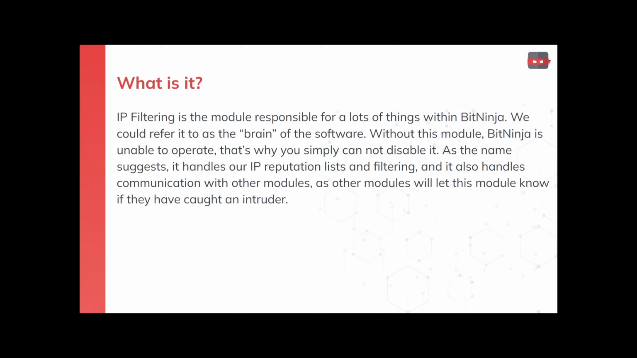As the name suggests, it handles our IP reputation lists and filtering, and it also handles communication with other modules, as they will tell this module that they have caught an intruder, and hence this module will Graylist, Blacklist, or do whatever is necessary with that IP address. So that's why you cannot really disable it. This is the most essential module, and one of our first modules enabled within BitNinja.